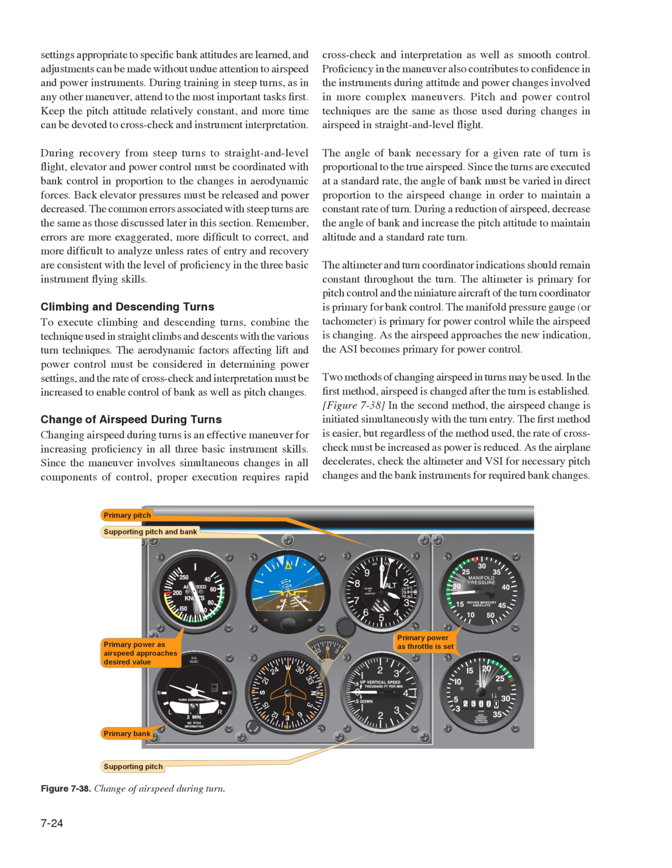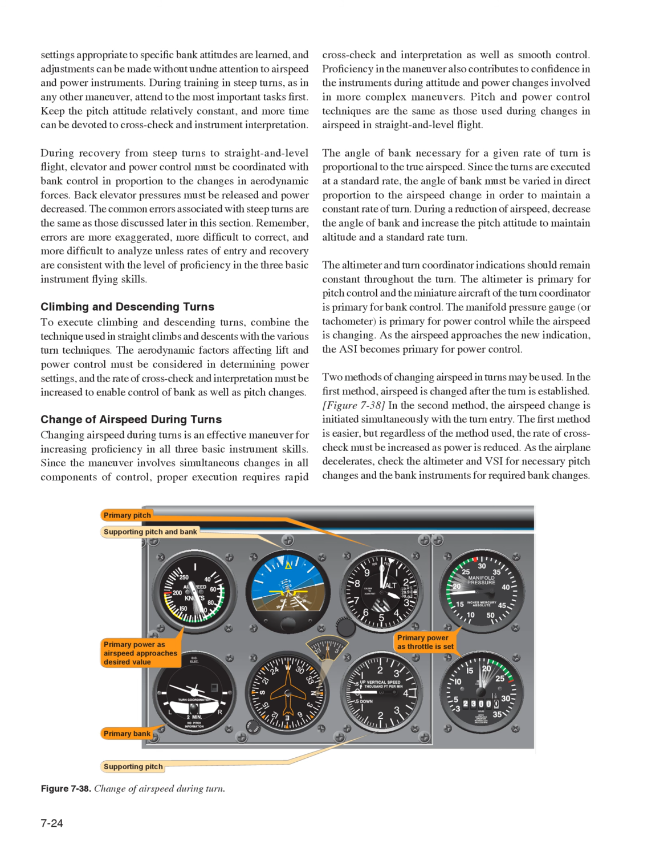The angle of bank necessary for a given rate of turn is proportional to the true airspeed. Since the turns are executed at a standard rate, the angle of bank must be varied in direct proportion to the airspeed change in order to maintain a constant rate of turn. During a reduction of airspeed, decrease the angle of bank and increase the pitch attitude to maintain altitude in a standard rate turn. The altimeter and turn coordinator indication should remain constant throughout the turn.